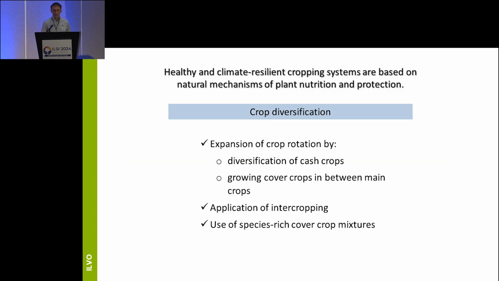Then the third measure is the crop choice or the crop diversification. So it is important to expand crop rotation by diversification of cash crops, but also by growing cover crops in between main crops. Application of intercropping. Intercropping is growing 2 or sometimes 3 crops at the same time in the same field. But also the use of multi-species, species-rich cover crop mixtures.